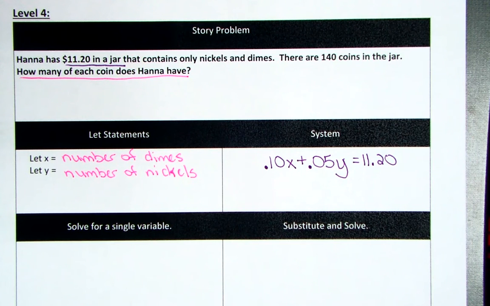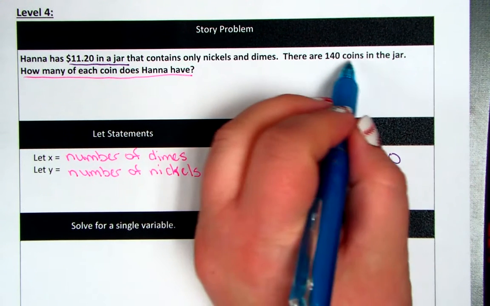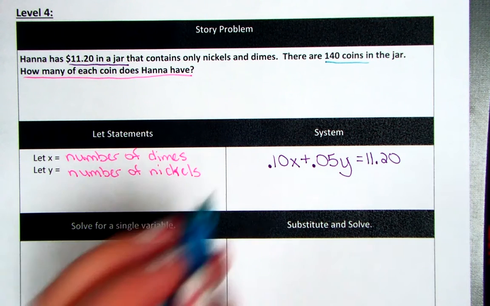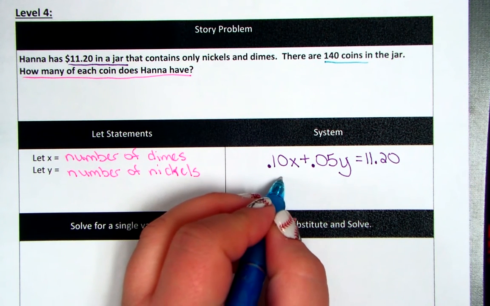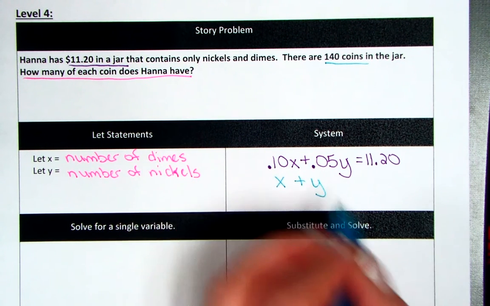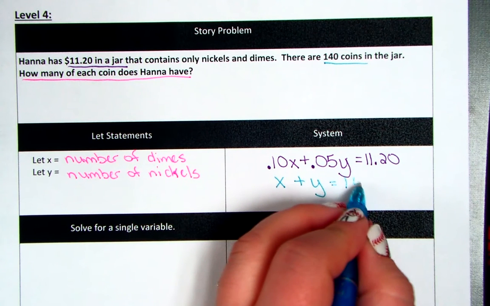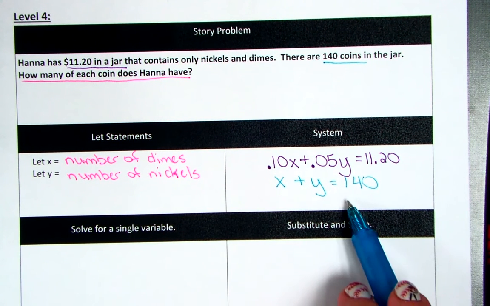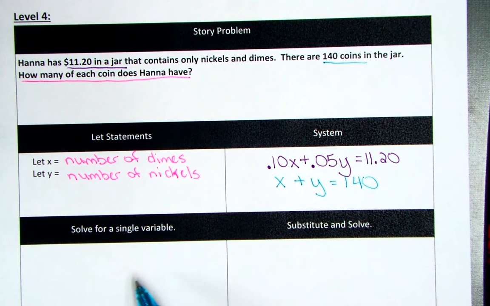The other equation has to do with how many total coins there are in the jar. It said that there are 140 coins. So we know that if I take the number of dimes and add it to the number of nickels, I should get 140 coins. Once you have your system set up, it's going to be exactly like level 2, level 1, and level 3.